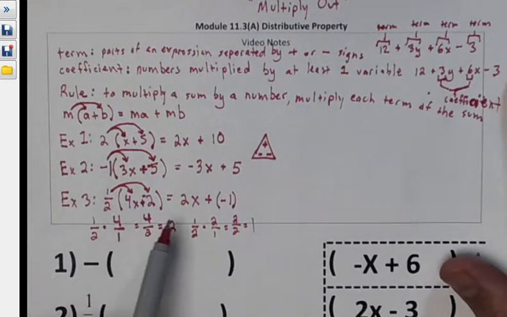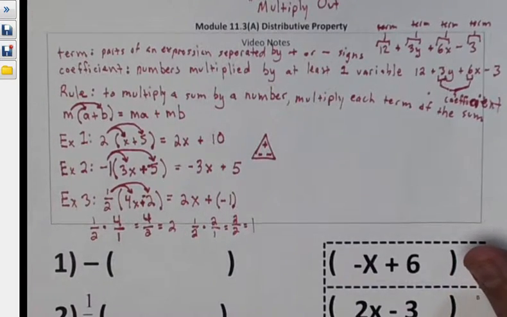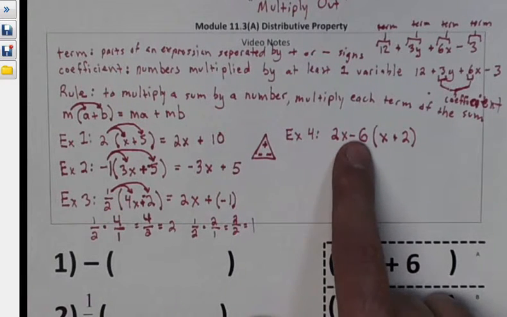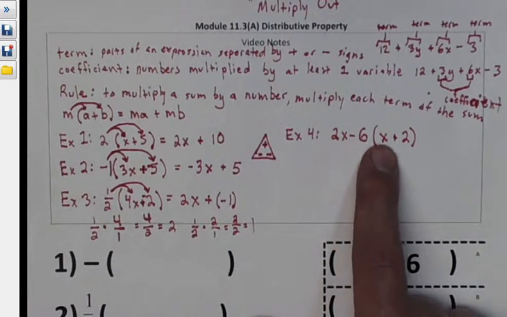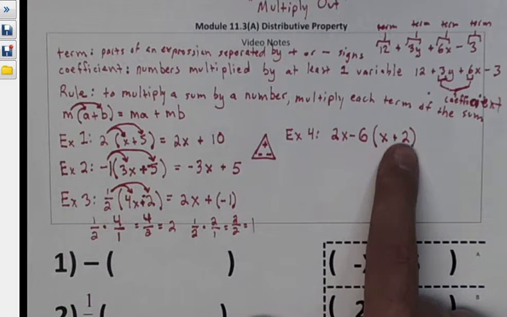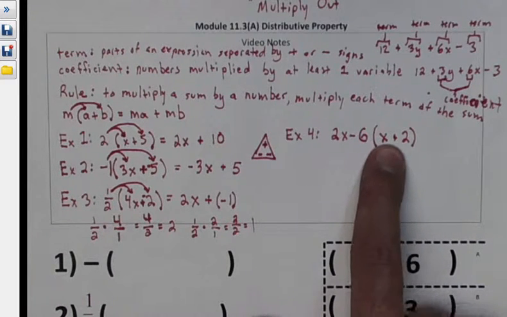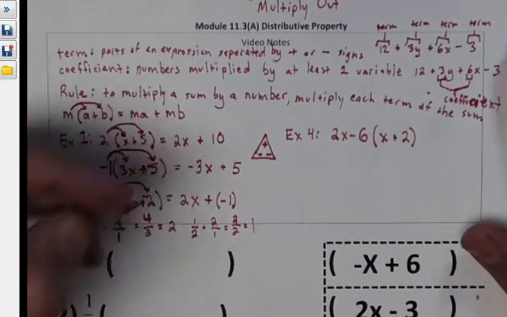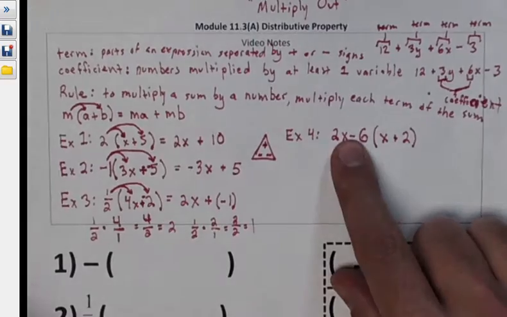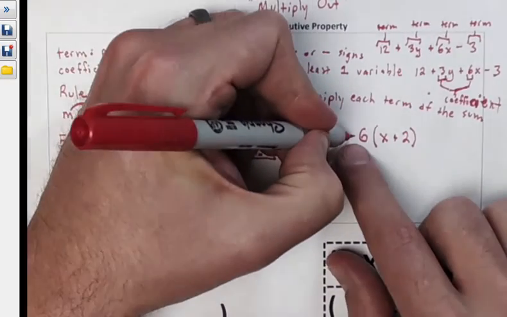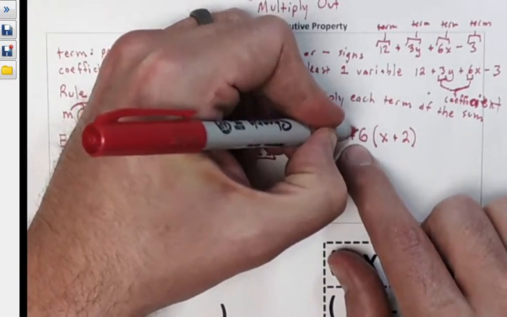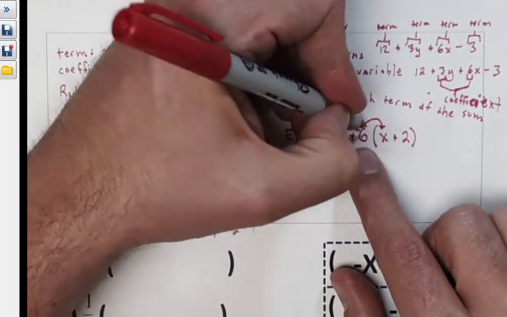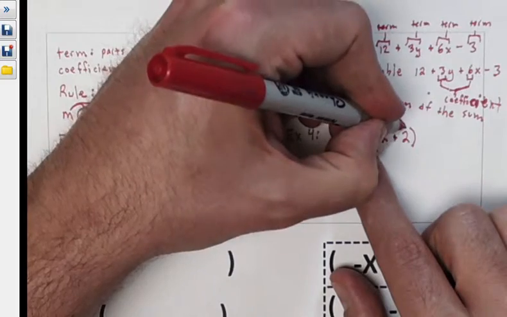Alright, so in this example, we have 2x minus 6 times the parentheses, which is x plus 2. So our terms here inside the parentheses that we're going to distribute to are x and a positive 2. But remember, this is a minus sign. We don't deal with minus signs, so we change it to addition by the opposite. So really, I'm going to distribute this negative 6 to this x and this negative 6 to this 2.